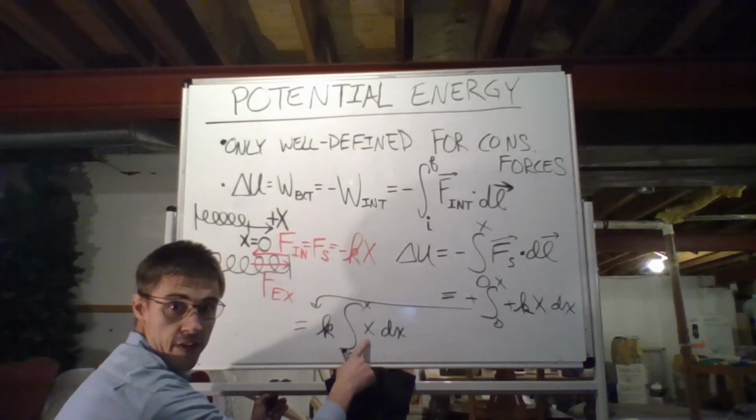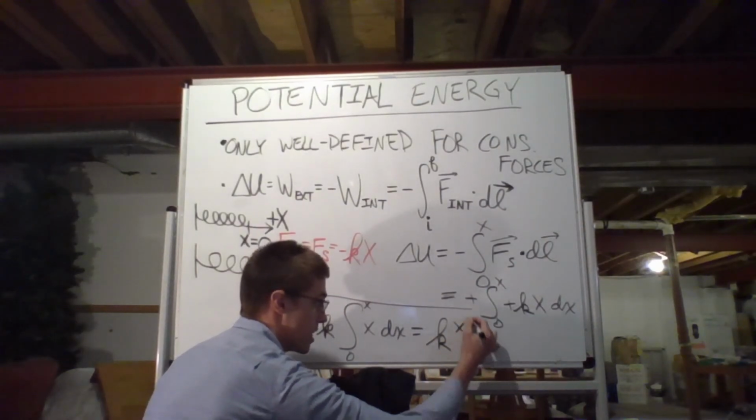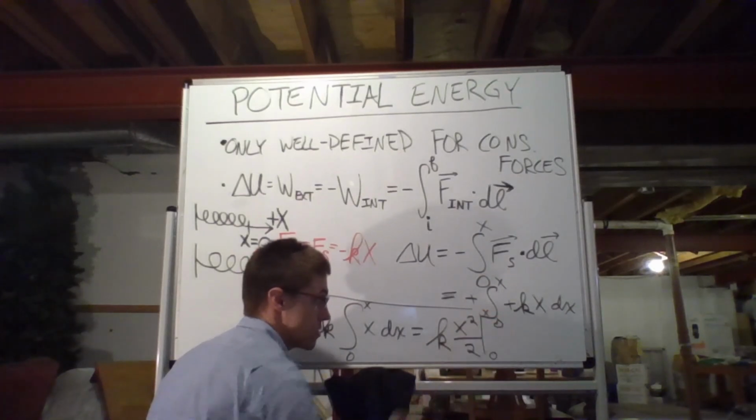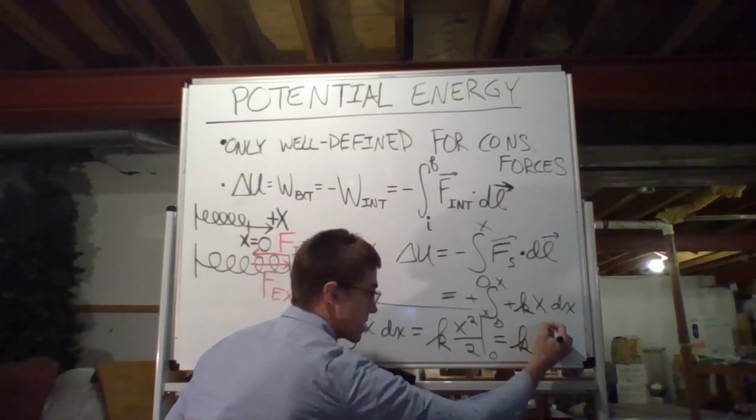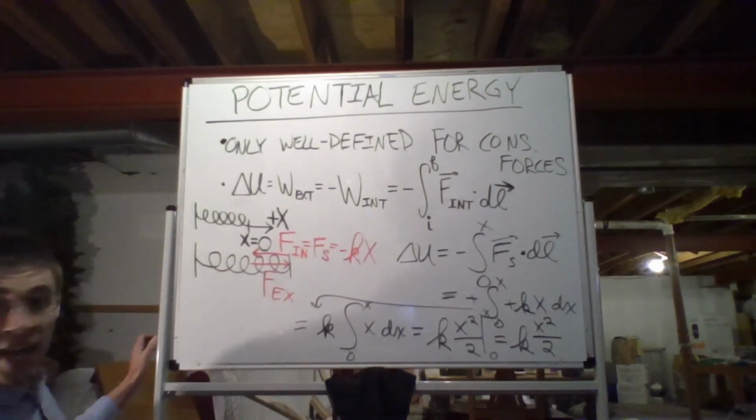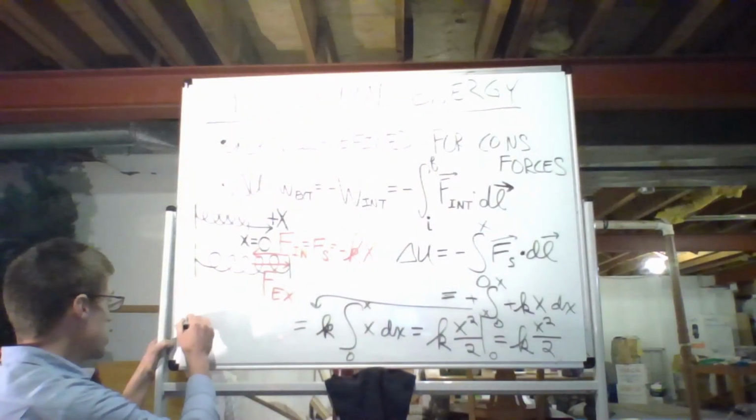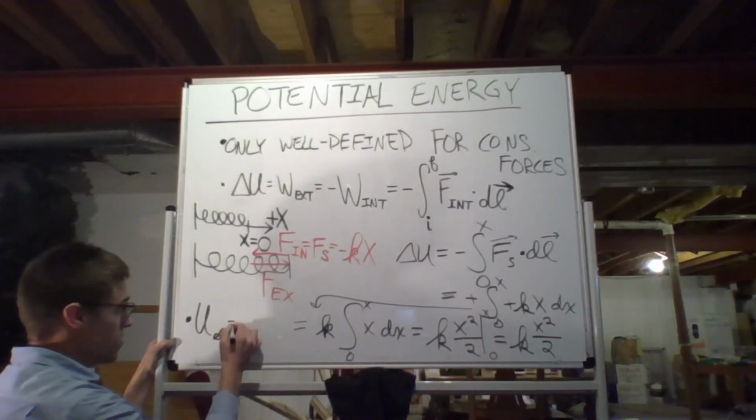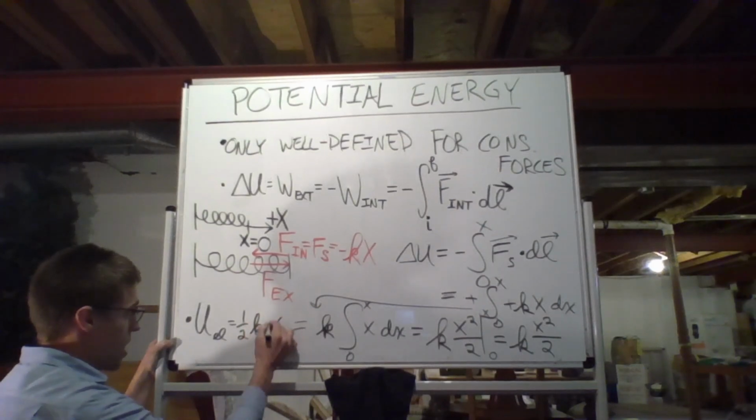So the integral of x is going to be x squared over 2. So I have x squared over 2 from 0 to x, and that's just k x squared over 2. So that is the expression we get for elastic potential energy. U elastic is equal to 1/2 k x squared.